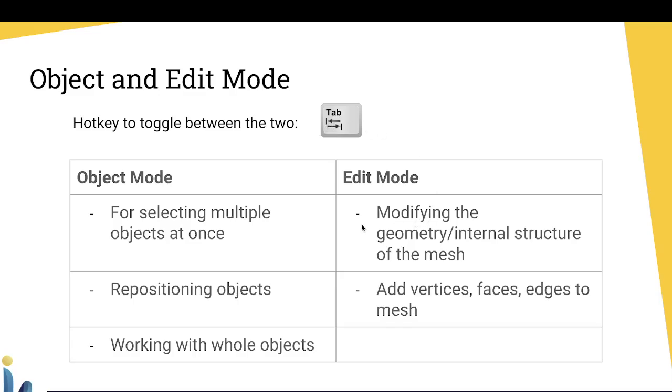So what's the difference? In object mode, it's essentially for working with entire objects, for repositioning them, and if you want to say you have a large scene and you want to move a collection, you would probably select the object in object mode and then reposition them inside that. And then edit mode is for editing individual meshes and modifying very specific geometry in the internal structure.